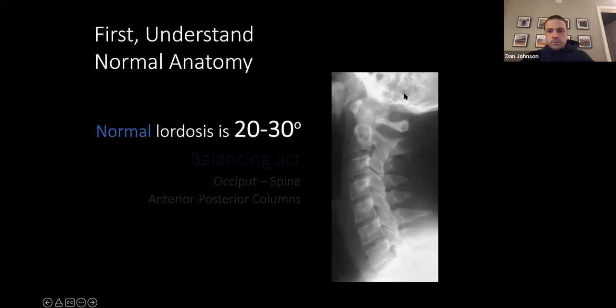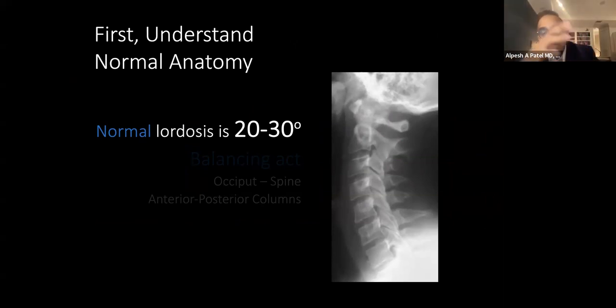So we're going to talk about alignment and what's abnormal. Let's start with what's normal. The general number that's out there is the idea that cervical lordosis should be somewhere between 20 to 30 degrees. Like in the thoracolumbar spine, where we think about average numbers being between 40 to 60, the cervical is about half of that, about 20 to 30.